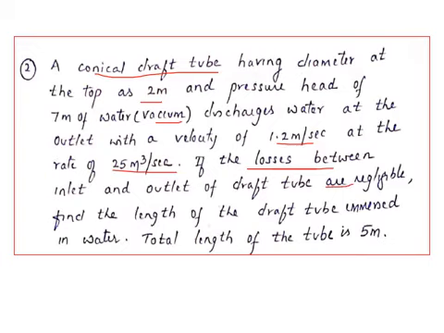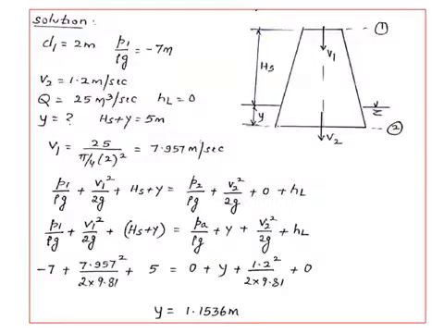We have to find the length of the draft tube. What is the length which is immersed in water? Immersed in water is nothing but y. So we are required to find the value of y, whereas the total length of the draft tube is given. Knowing the diameter 2 meters at the inlet, whereas the pressure is, again don't forget to write the minus sign.